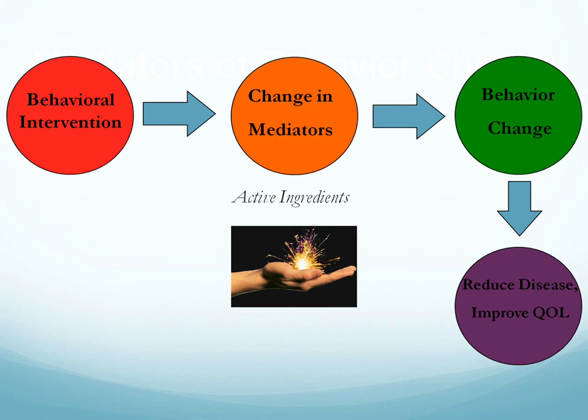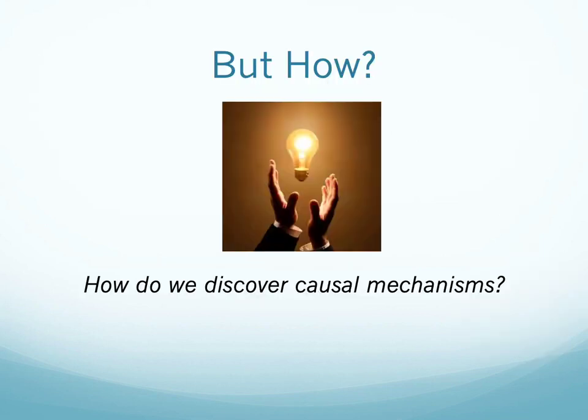Note that this entire model rests on the assumption that we have correctly identified those mediators, those causal factors that, when changed, affect behavior change. So the $99,000 question then is, how do we discover those causal mechanisms? How do we discover those mechanisms which underlie and causally affect behavior?